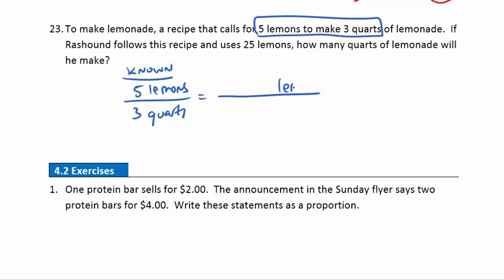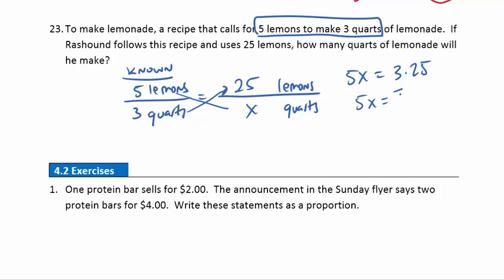Now I know over here I have to have the same units. Lemons over quarts. Let's see what they are. So if Rashawn follows this recipe and uses 25 lemons, then we want to know how many quarts of lemonade can he make. All right? Looking at our diagonals here, the first diagonal is going to be 5x is equal to 3 times 25. So I get 5x is equal to 75. Divide both sides by 5. 75 divided by 5 is 15, and in this case we're looking for quarts. So 15 quarts of lemonade.